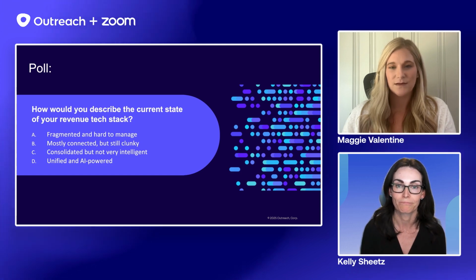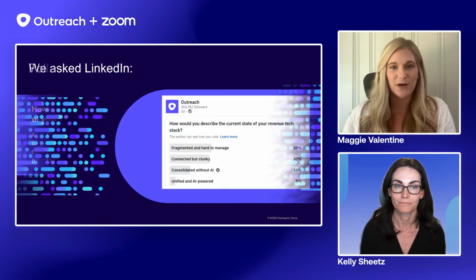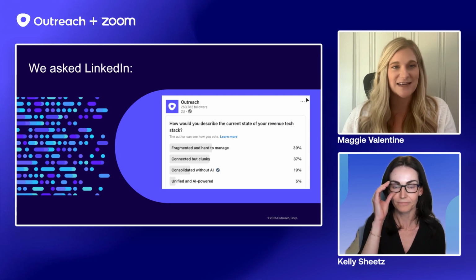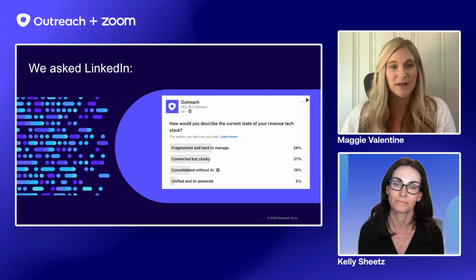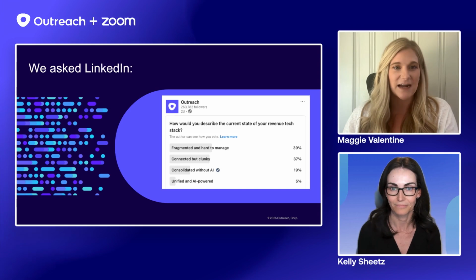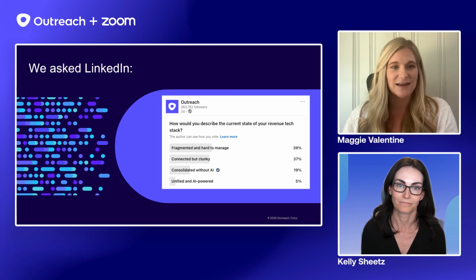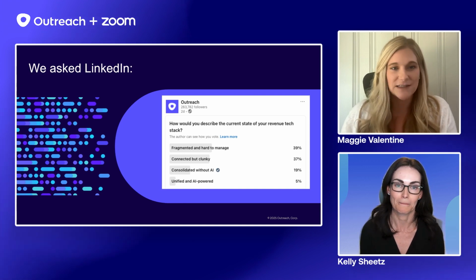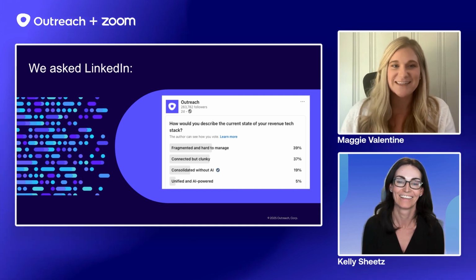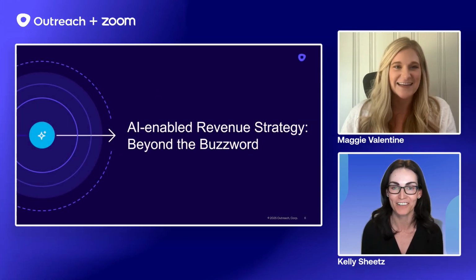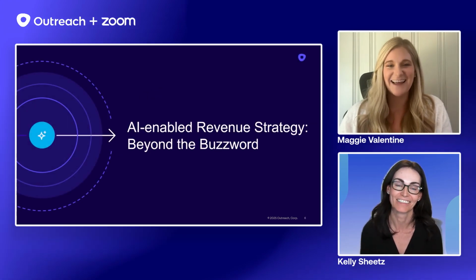Totally. I bet a lot of people in the room agree with you. And I know people on LinkedIn do. So we asked our LinkedIn audience to describe the current state of their tech stack. And it looks like the majority was feeling pretty fragmented, and maybe connected but clunky. And it looks like 5% were liars. So we'll talk to you later if you've got it all figured out. Yeah, please help us. If you have it all figured out, I'd love to talk with you.